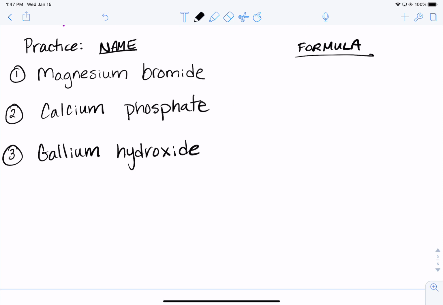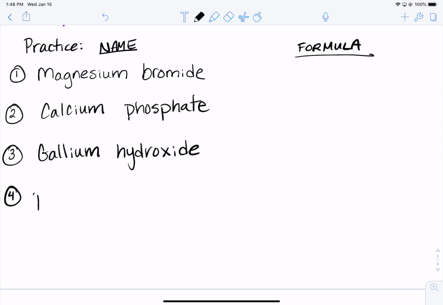Just a note to self, hydroxide is one of those exceptions. It ends in -ide, but it's not found on the periodic table. It's a polyatomic ion. Almost all of them that end in -ide you find on the periodic table, but this is one of those exceptions.